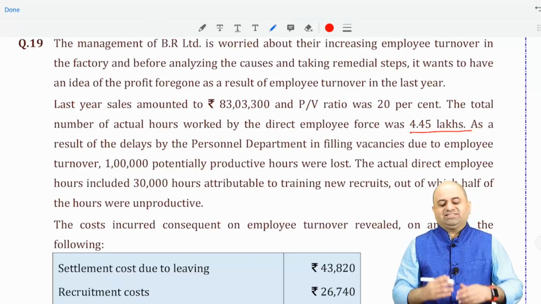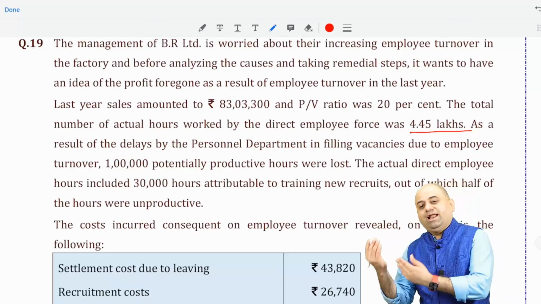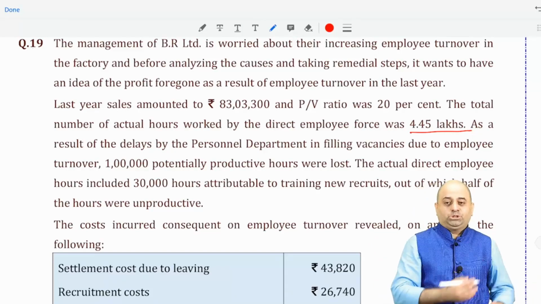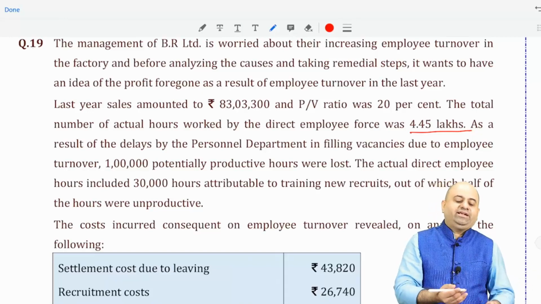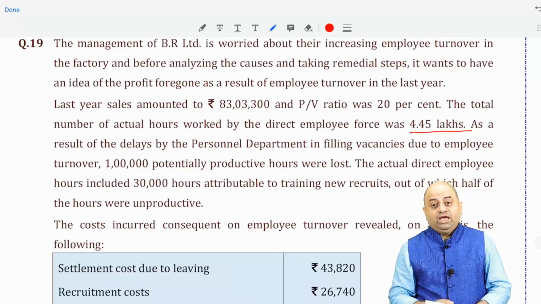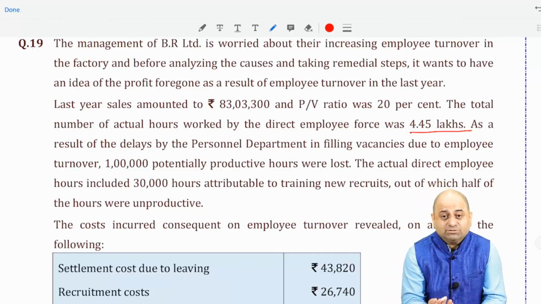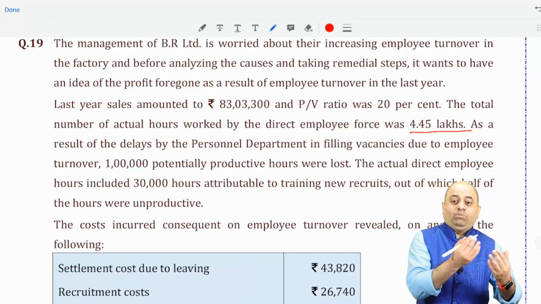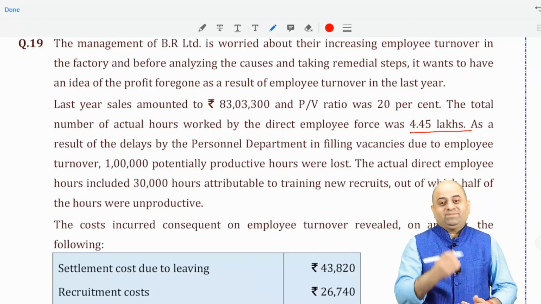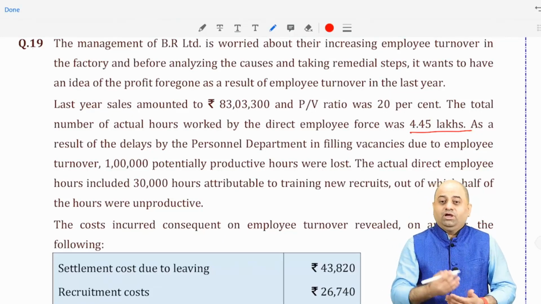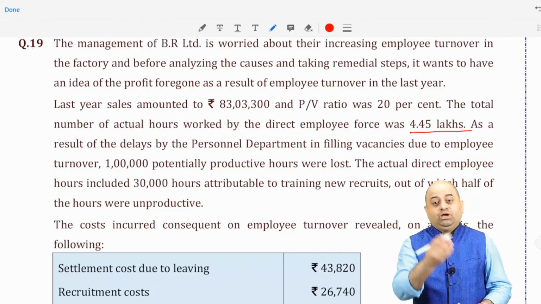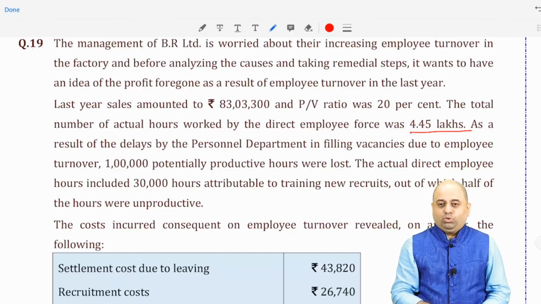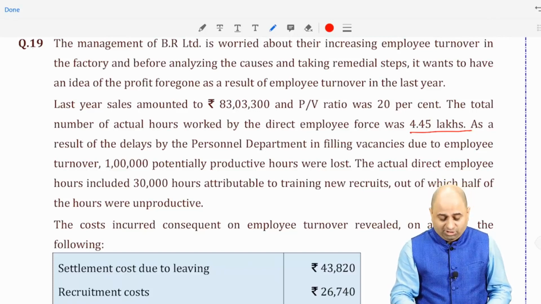4,30,000 hours are productive hours, and then we do cross multiplication. If you work 4,30,000 hours, then you will manage to produce goods having a sales value of 83,033,300. If you had worked 1 lakh hours more, then how much sales value of goods would we have produced, and so on. We get the answer of 19,31,000. We are given a PV ratio of 20%. We multiply, and we get 386,200 as the profit loss due to labor turnover.